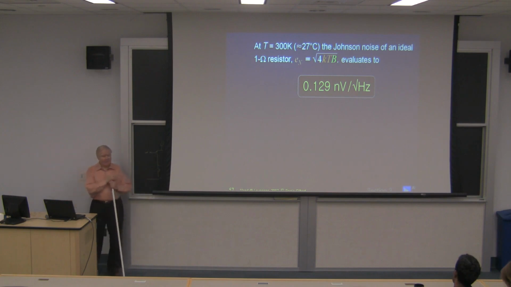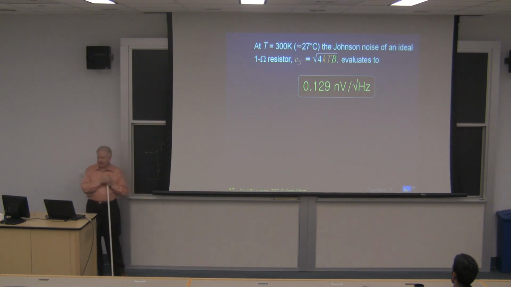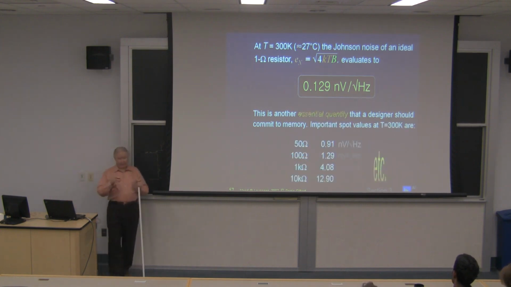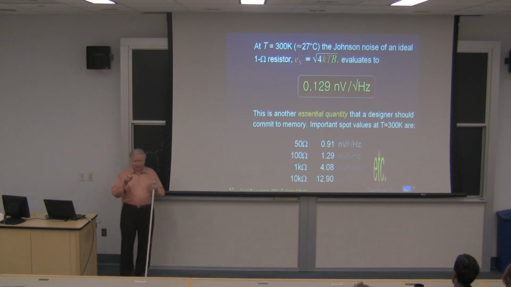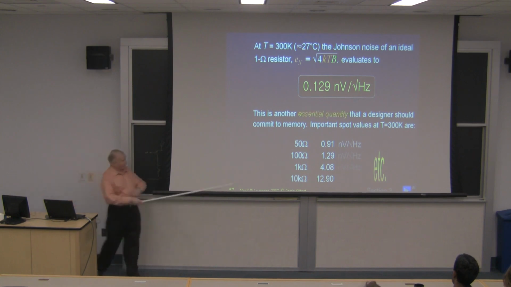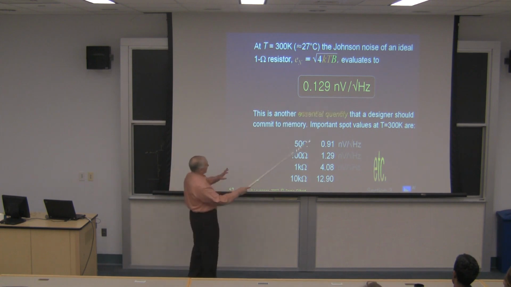So this is one of those numbers that I implore you to remember. The noise of an ideal 1 ohm resistor at 300 Kelvin, which is of course a pretty common kind of place to do analysis and so on, is 0.129 nanovolts per root hertz. And the noise of any value resistor is simply going to be multiplied out by root R. So this is a 1 ohm. So here's an example.